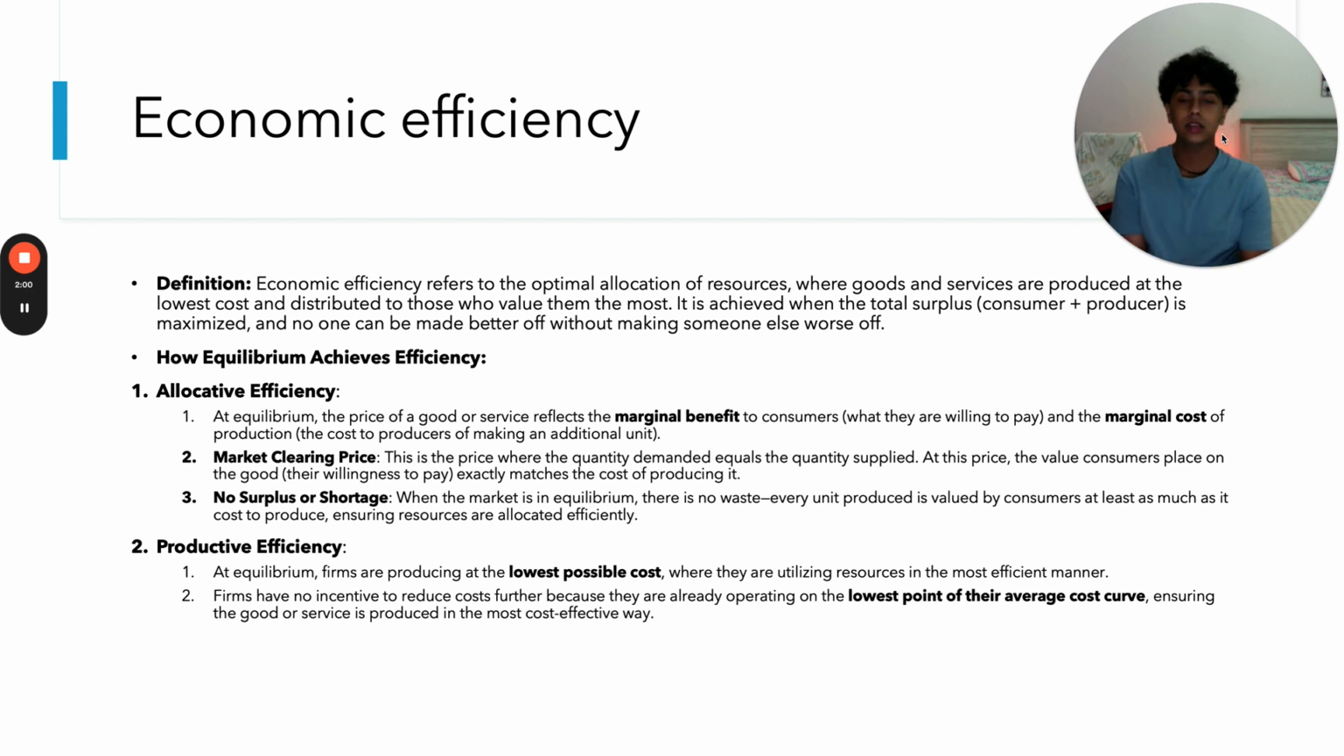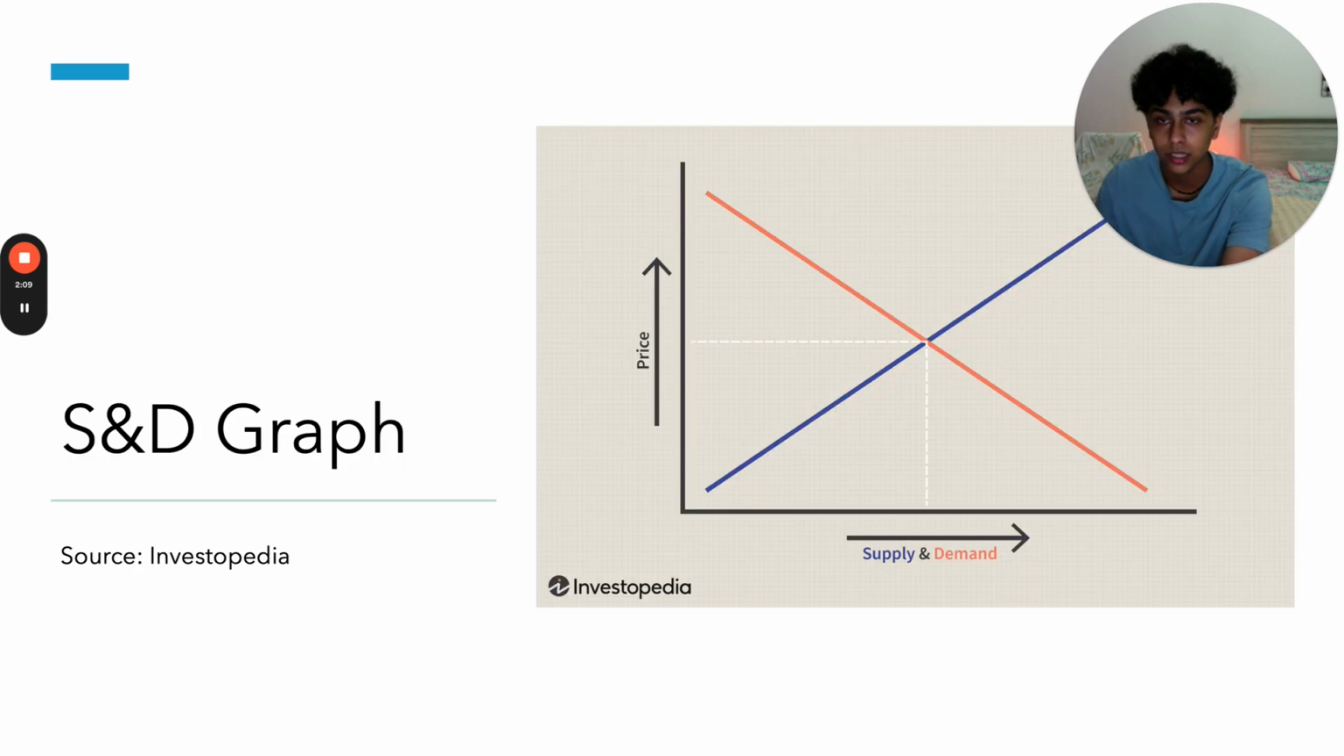And through allocative and productive efficiency, the supply and demand's intersection, or the equilibrium point, which, let me go to the next slide, we can see here, this point here actually achieves economic efficiency. So you can now see it on a graph. It is the intersection of the supply and demand.